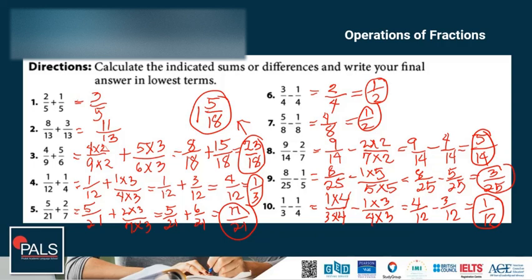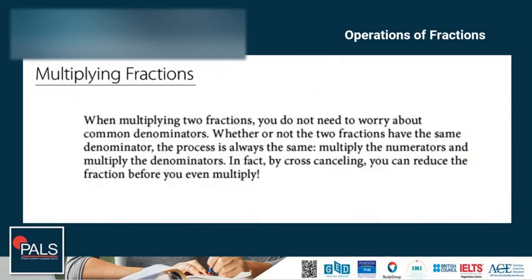Okay, so let's continue. Let's proceed to multiplying fractions. When multiplying fractions, you do not need to worry about common denominators. Whether or not the two fractions have the same denominator, the process is always the same. Multiply the numerators and multiply the denominators. In fact, by cross-canceling, you can reduce the fraction before you even multiply. Let's try some examples.